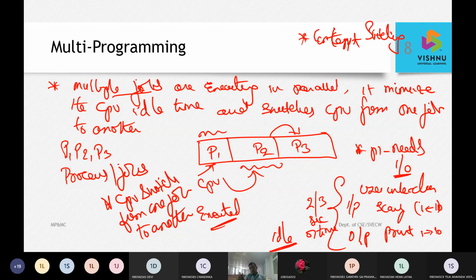So in order to improve the CPU idle time, it uses a concept called context switching. In context switching, it switches from process P1 to P2, from P2 to P3, one job after another. Meanwhile, while one job is doing some IO, another job is executing on the CPU. So multiple events are handled in parallel. That was the advantage multiprogramming addresses.